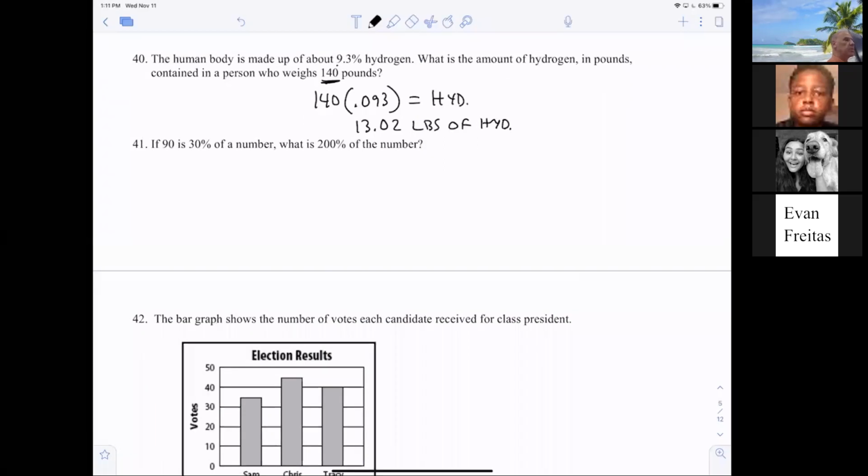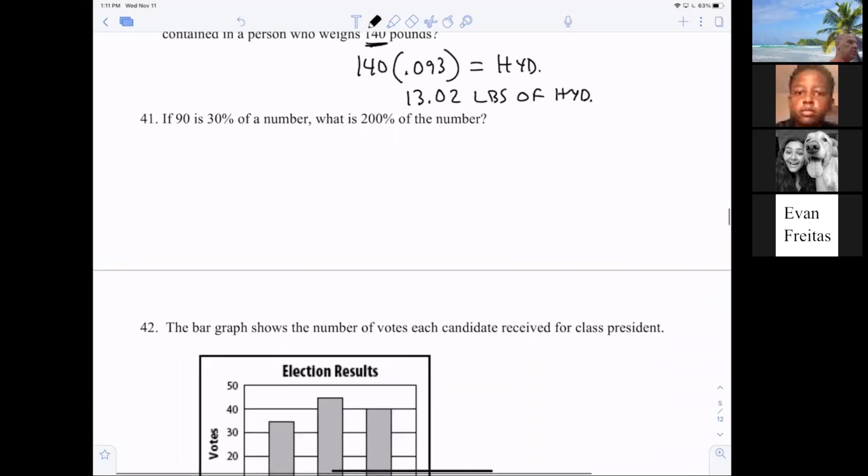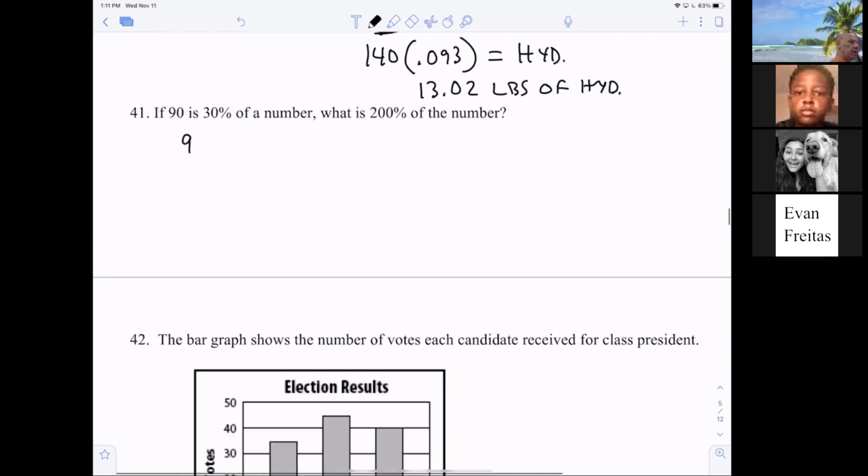So 9.3% divided by 100, that's why you're moving it 2 places. All right, so 90 is 30% of what number? So 90 equals 0.3x. So what does x equal? 300, right?